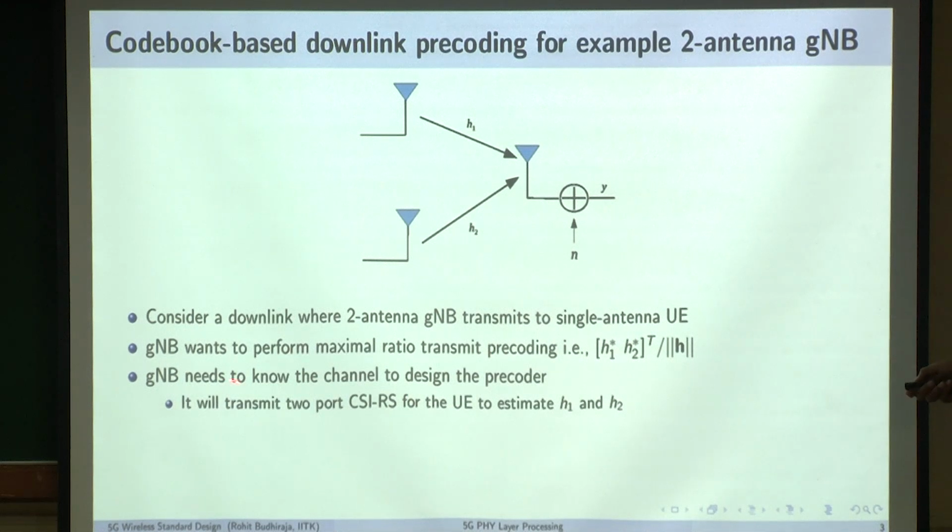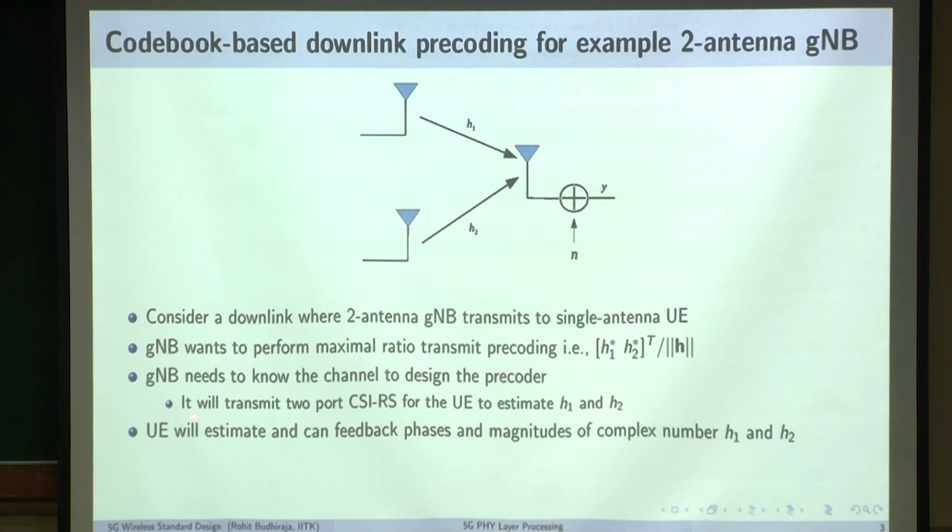So if the base station sends this 2 port CSIRS, the user can estimate H1 and H2, these 2 channels. We understand it very well, okay. We have done this exercise so many times. And what will happen? So the UE has this information, H1 and H2, correct. So the UE has to feed back this information back to the transmitter.